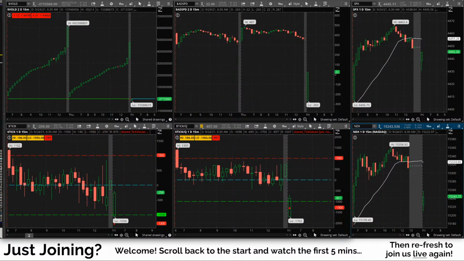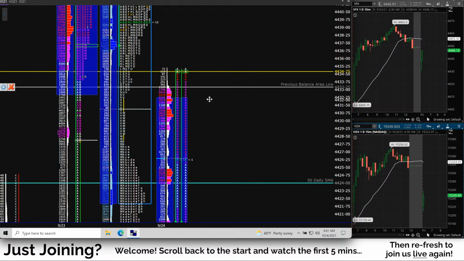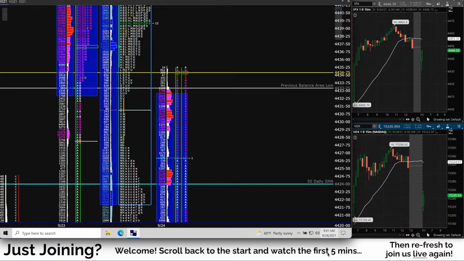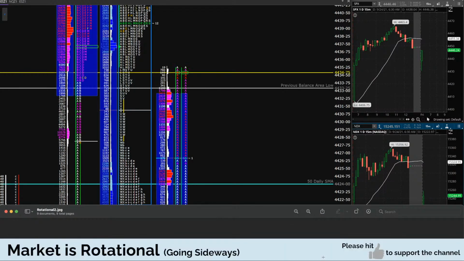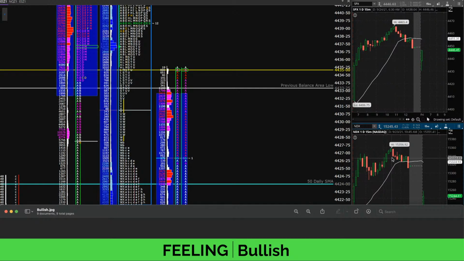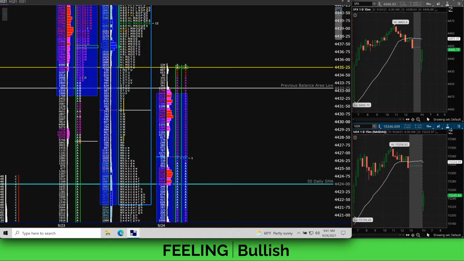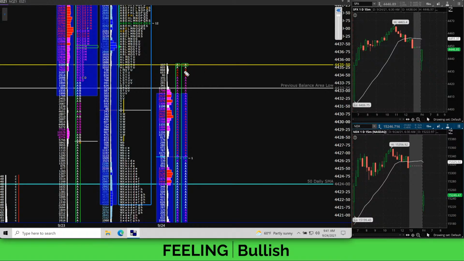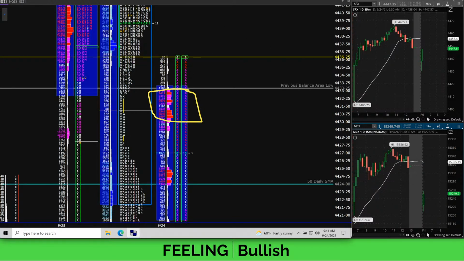Looking good. Internals are building their way back up. So I'm going to take a bullish stance here. And pretty much as long as we stay above this 50 daily at this point, I'll stay bullish. But I would think that if we pull back down, this will start to act as support now for continuation higher.